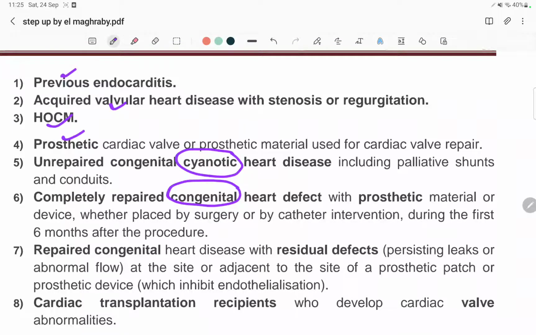by catheter intervention during the first 6 months after procedure, repaired congenital heart disease with residual defects, persistent leaks or abnormal flow at the site or adjacent to the site of a prosthetic patch or prosthetic device which inhibit endothelialization. Cardiac transplantation recipients who develop cardiac valve abnormalities. So if he has a congenital thing, he should have a prophylaxis, and transplantation should have a prophylaxis, or if he has had a previous endocarditis and a valvular lesion.